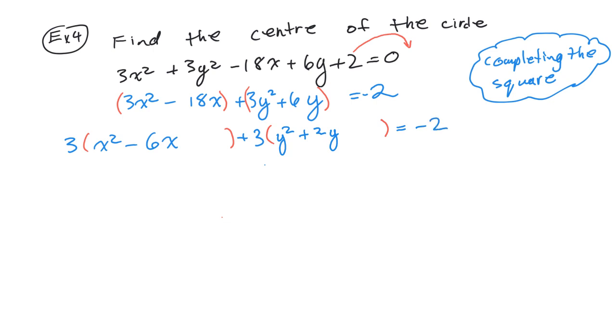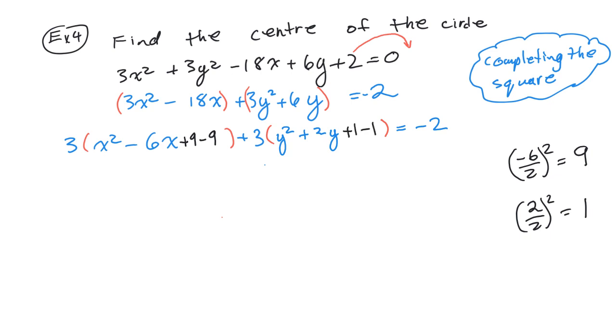So now that we've got that pulled off, I'm going to write this in red. In order to get the perfect square for 6, we have to take negative 6, divide it by 2, and square it, and you end up with 9. So we're going to have to add 9 and subtract 9 from the first bracket. For the second bracket, we're going to have to take 2 divided by 2, square it, and you're going to get 1. So we're going to have to add 1 and subtract 1 from this bracket.